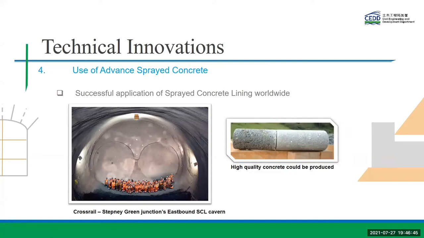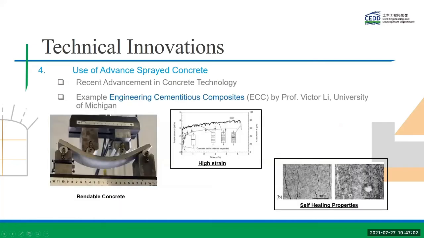Several years ago, when I attended an overseas tunneling course, one of the speakers claimed that the use of spray concrete is a more sophisticated, better controlled way of construction when compared to conventional concreting technology. The concrete technology has been significantly improved over the past decade. Now we have an extremely wide spectrum of concrete for different applications. One of the examples is the engineered cementitious composite developed by Professor Victor Li of the University of Michigan.